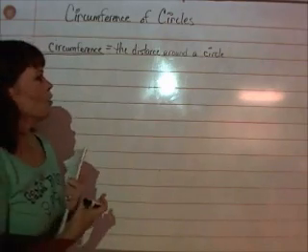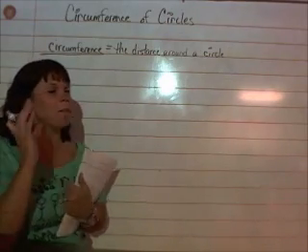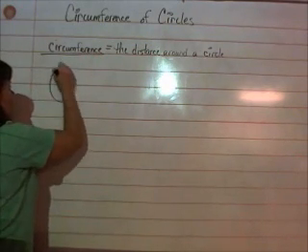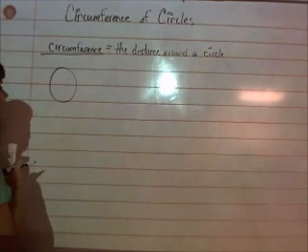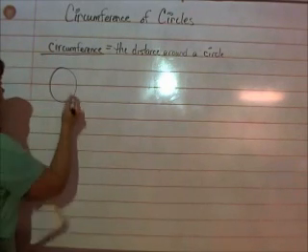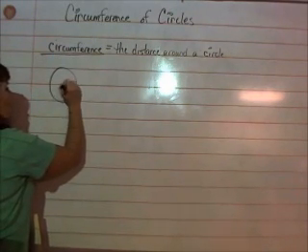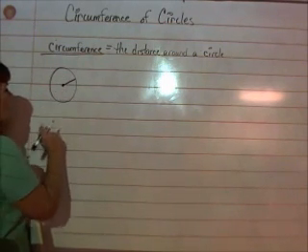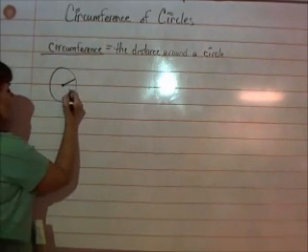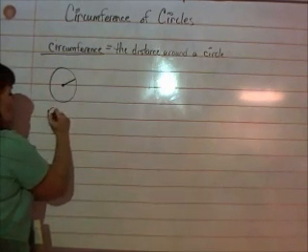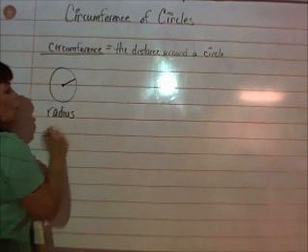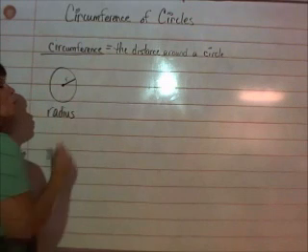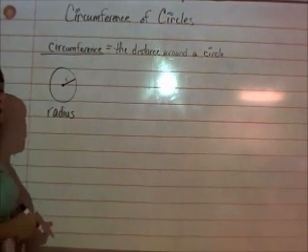Now there's a few other vocabulary words that we need to clear up. First of all, let's draw a couple of circles. So there's one. And in this circle, we're going to find our center and we're going to go out. From the center out is called the radius, and that's usually labeled with a little r. So this is our radius.